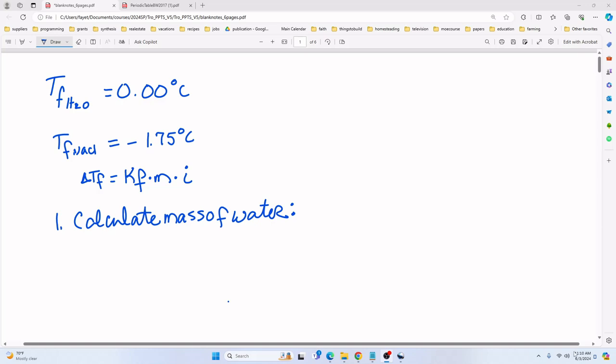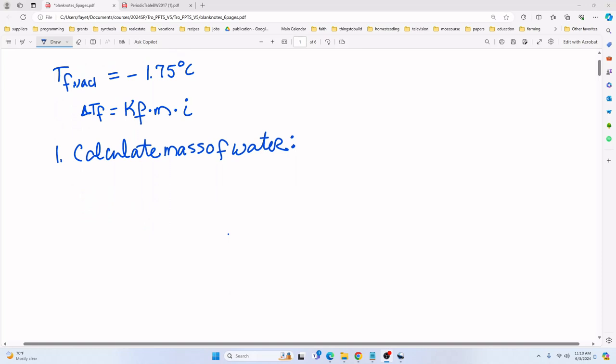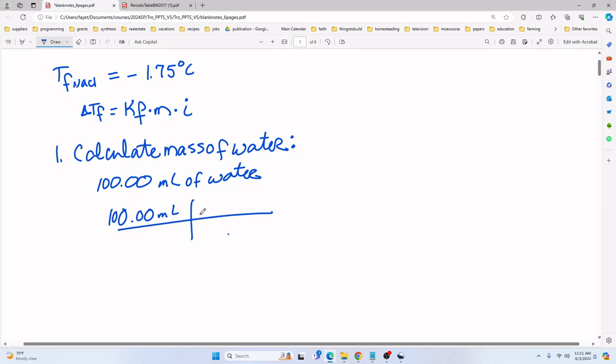The first thing we were asked to do is to calculate the mass of water that we had in our calorimeter. So let's go ahead and do that. We had 100, and I'm going to assume 2 decimal places, 100.00 milliliters of water in the calorimeter, and we need to convert that to grams. And in order to do that, we're going to use the density. So 100.00 milliliters of water, and we're going to convert that to grams. That's 0.9997 grams of water per 1 milliliter given by the density.